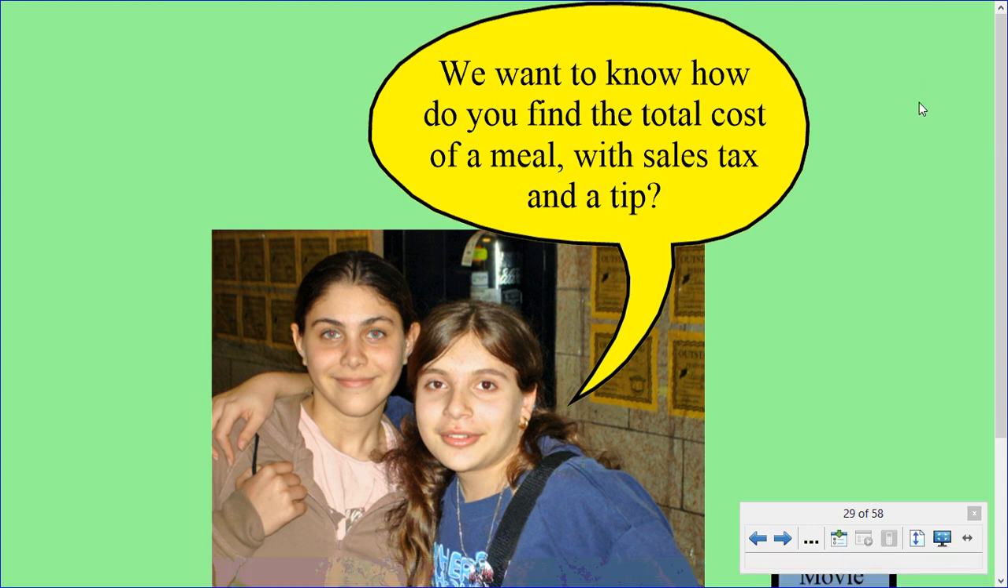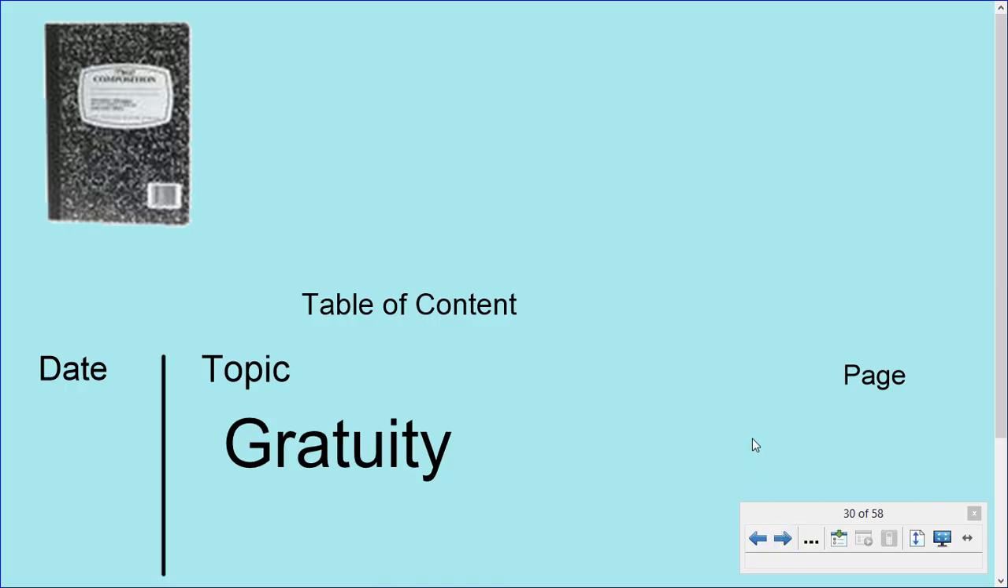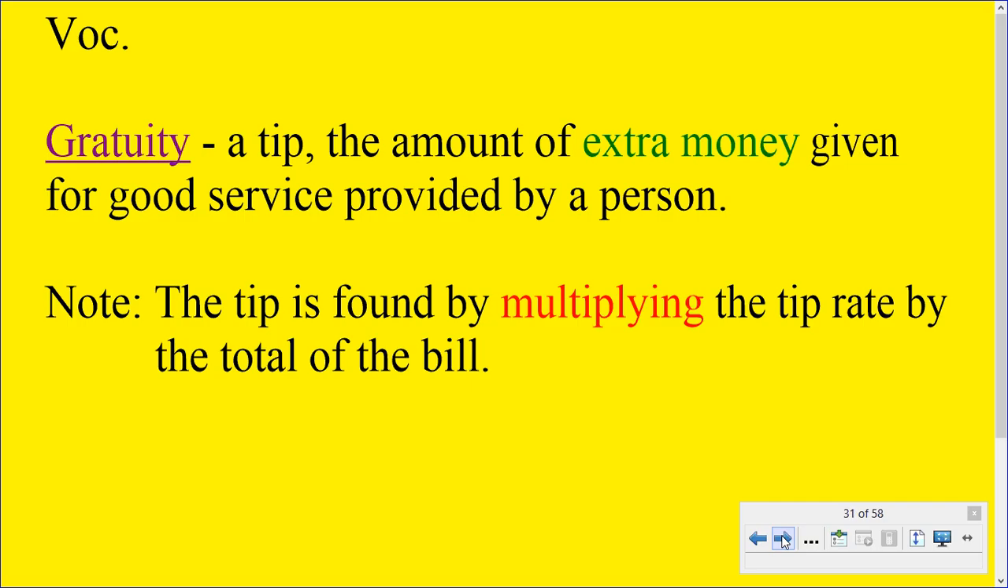Sophia wants to know, how do you find the total cost of a meal with sales tax and a tip? So we're going to talk about gratuity. Gratuity is a tip, the amount of extra money given for good service provided by a person. Note, the tip is found by multiplying the tip rate by the total of the bill.